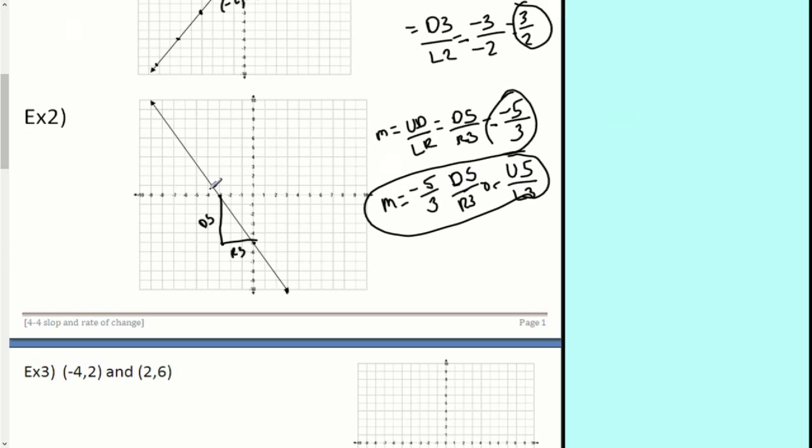So afterwards, let's graph those points. We went down 5, right 3, we're on the line. Let's also go up 5. 1, 2, 3, 4, 5, left 3. 1, 2, 3, we're on the line. See it? Go up 5, 1, 2, 3, 4, 5, go right 3, I'm on the line. There it is again. Okay?